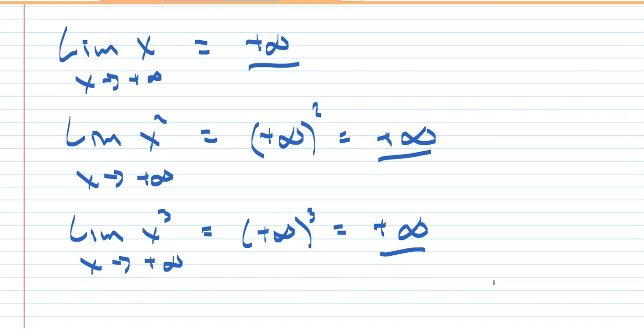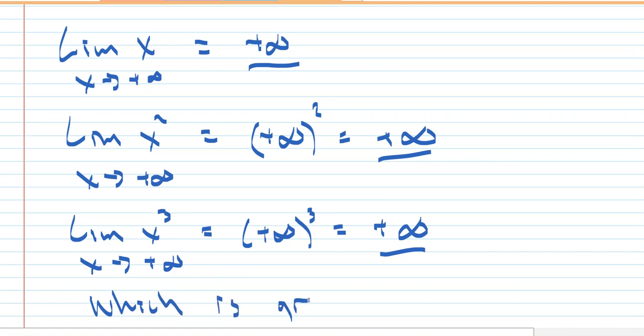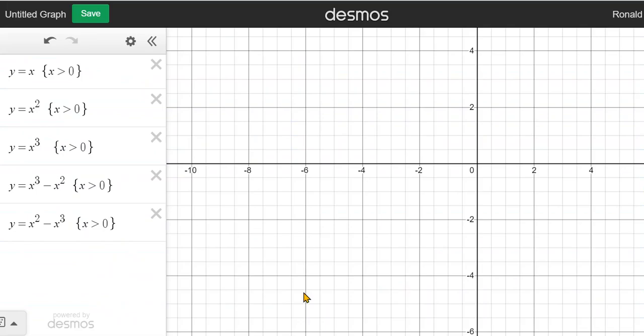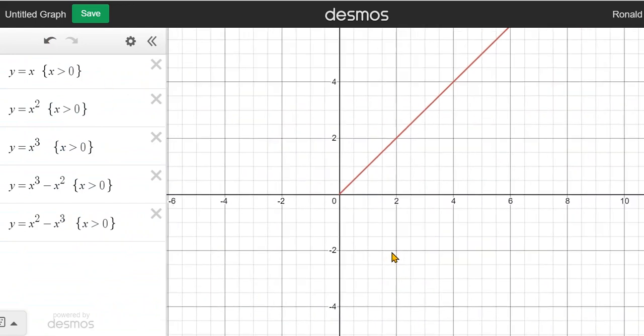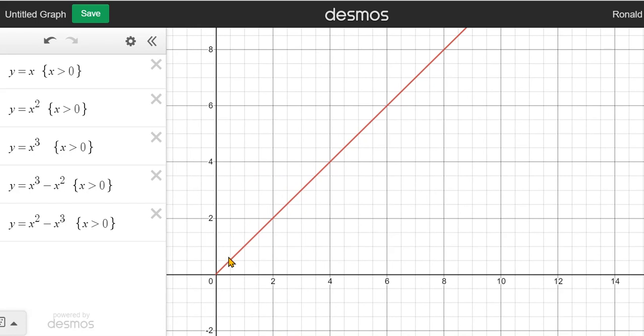But what we're concerned with now is which one is growing faster towards positive infinity. And so to do that, let's look at the graph. I'm going to move over to Desmos and take a look at these graphs. Here's the graph of y equals x, the first one that we looked at.